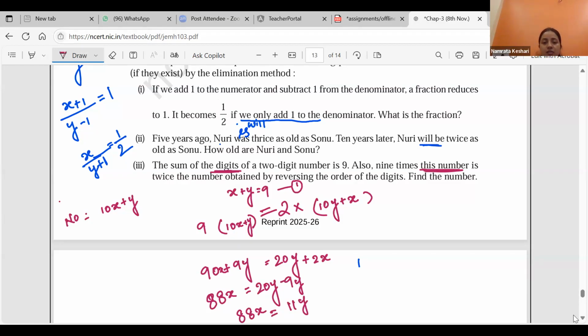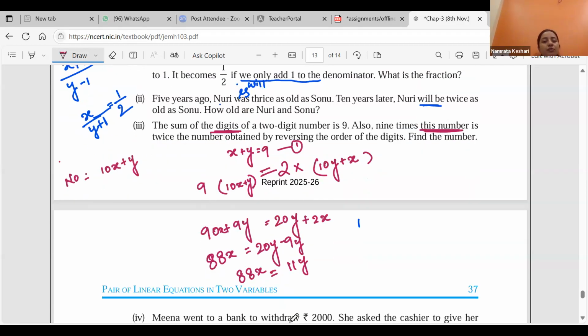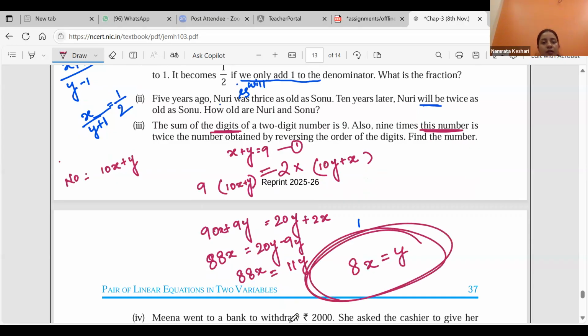Okay, let's cancel out the number. 11 you can shift to this side, you can say y is equal to 8x. Getting it? Yes, ma'am. Okay, if you want, you can use the method of substitution over here. If this question is directly given in your exam, then you can use the method of substitution and put it in your equation number one. But this exercise is all about the method of elimination. So we can write 8x minus y is equal to 0.